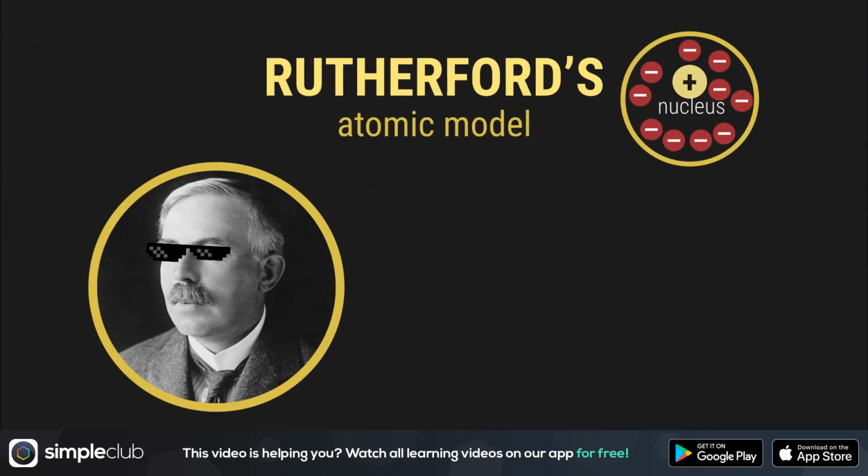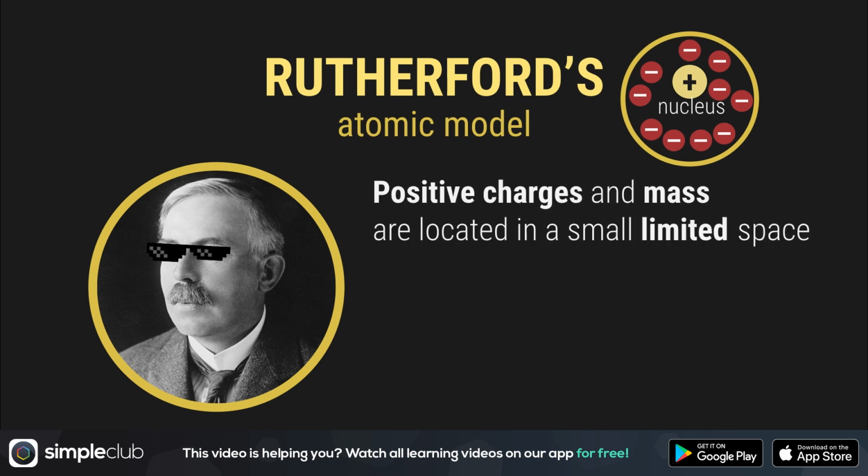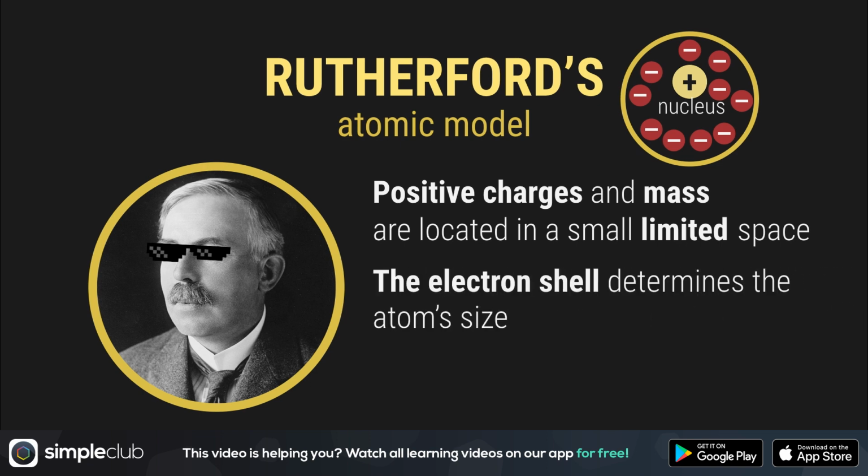Let's have a quick revision of Rutherford's atomic model. So, he found out that positive mass is located in a very small and limited space called the atomic nucleus. But the actual size of the atom is determined by the electron shell. The negatively charged electrons revolve in this shell. But Rutherford wasn't able to find out anything else with his scattering experiment. And what was wrong about it? Or to be more precise, what exactly was the problem with his model?